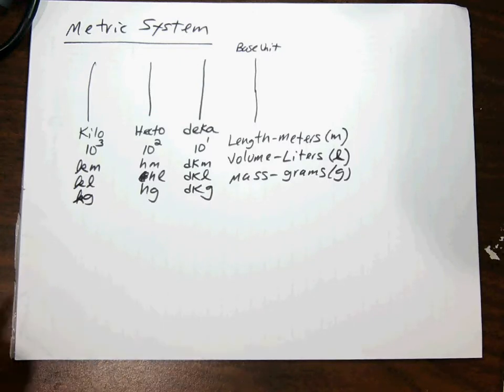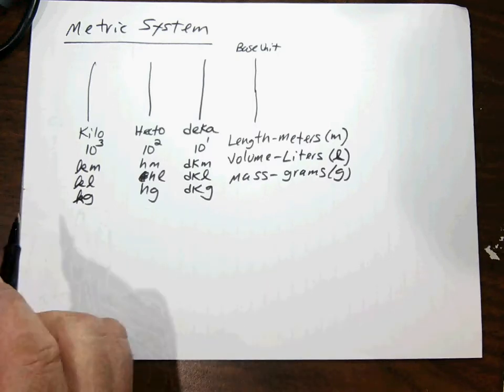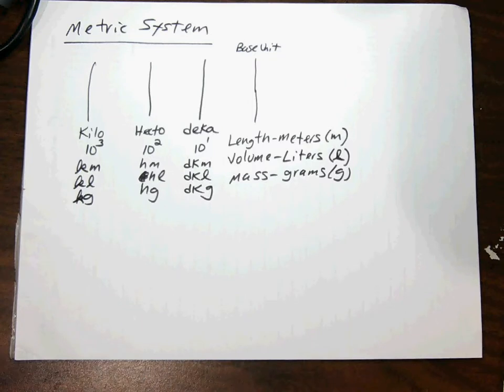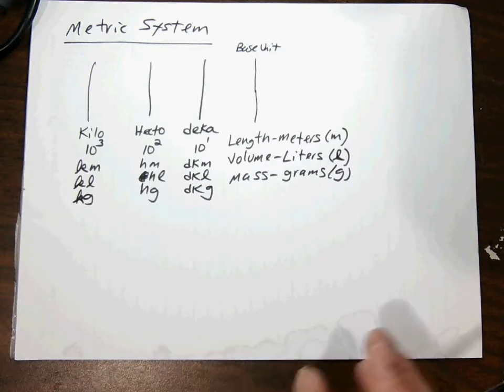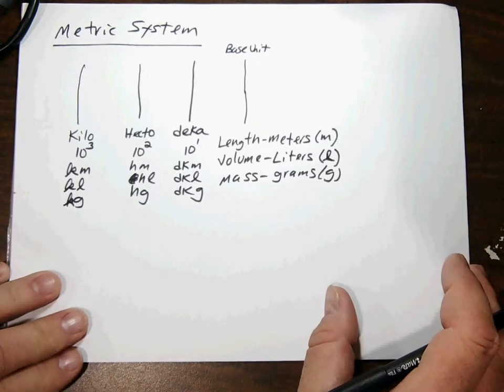So that's 3 powers of 10 away from our base unit, getting larger. Okay, a kilometer is a lot more than a meter, right? A kilometer is 1,000 times bigger than a meter. 1,000 meters inside of a kilometer. All right, what about the other way? Smaller units.